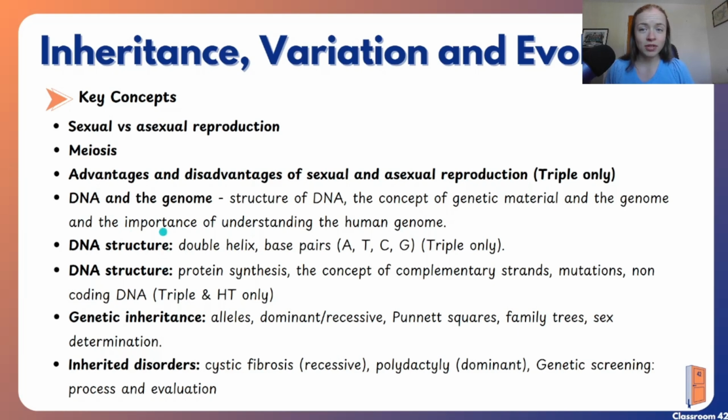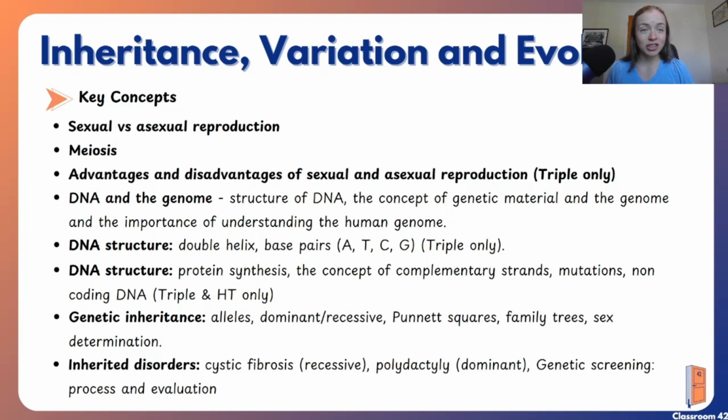And then everybody also needs to be able to understand the structure of DNA and the concept of genetic material. And this also links to understanding the human genome and the importance of the developments in that field. For triple science students, you also need to be able to describe the structure of DNA, which includes the double helix and the idea of base pairs. And then if you're doing the higher tier paper, you also need to understand the simple processes and steps in protein synthesis, the concept of complementary strands, mutations, and also the existence of non-coding DNA.